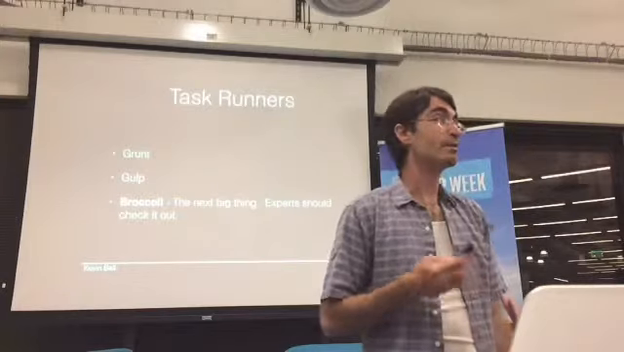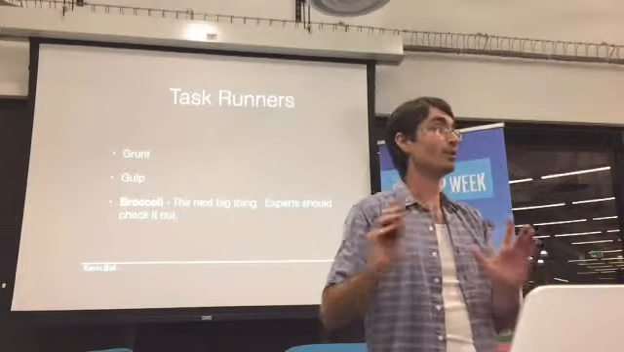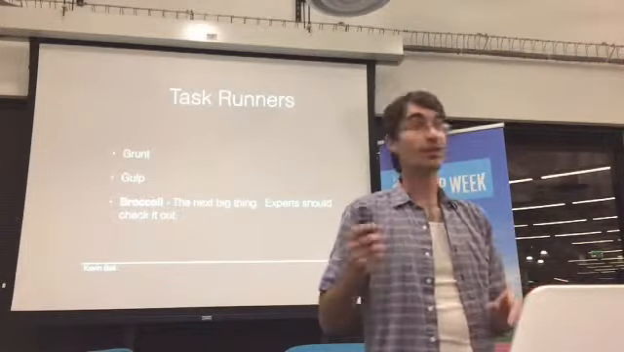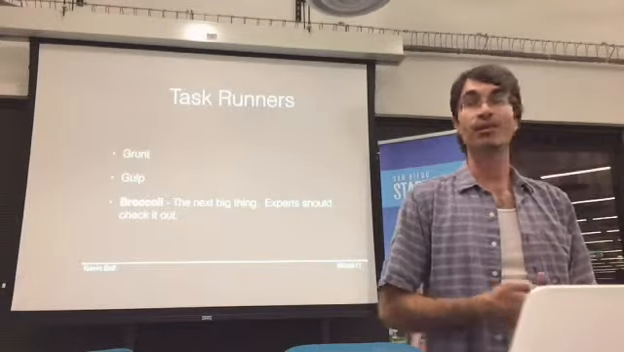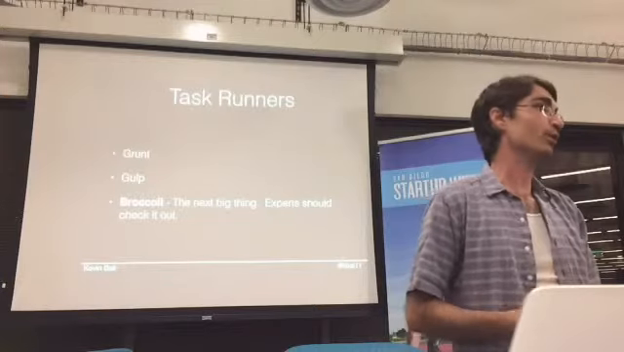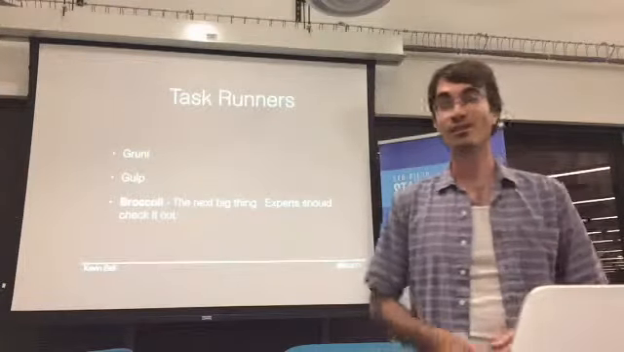And then Broccoli seems to be the next big thing, so if you're already an expert on Grunt and Gulp, go check out Broccoli. Try it out. It's blazingly fast. It's early enough that you can still get involved as a contributor without having to find something pretty esoteric.